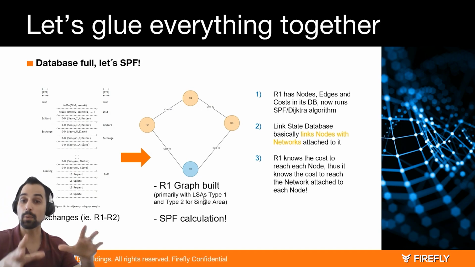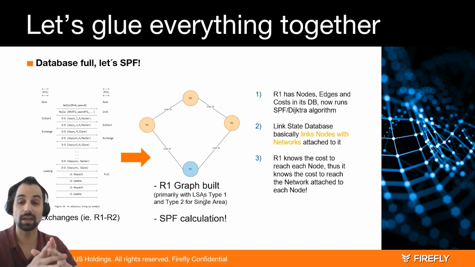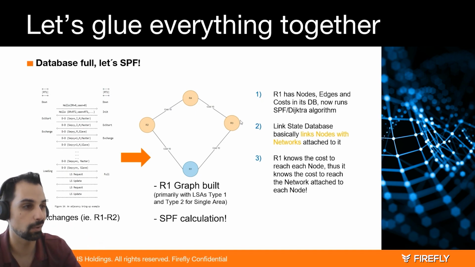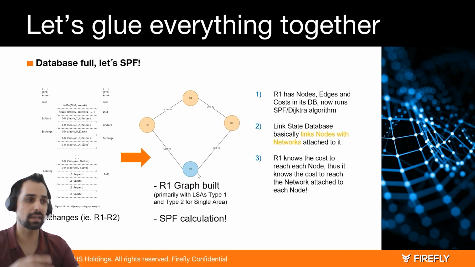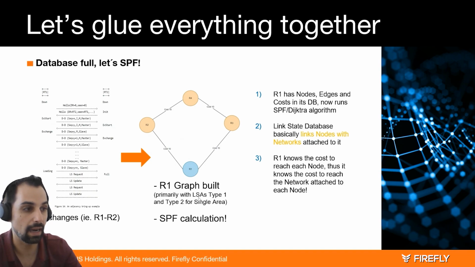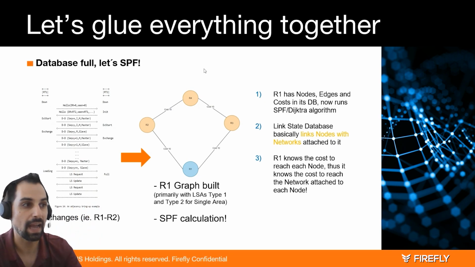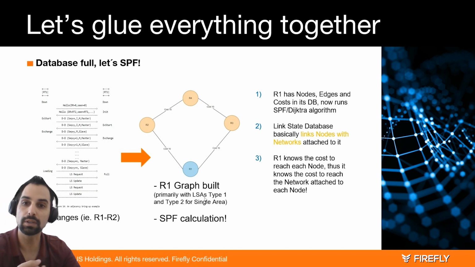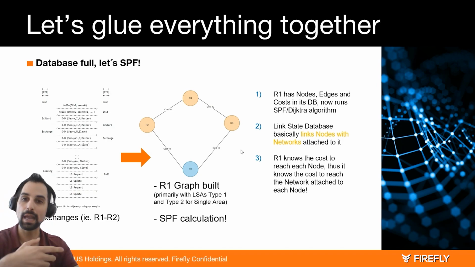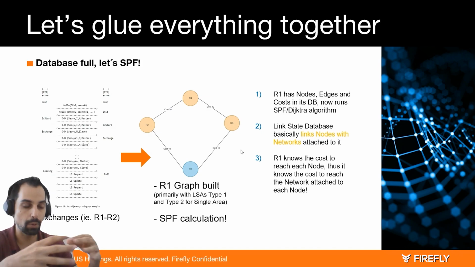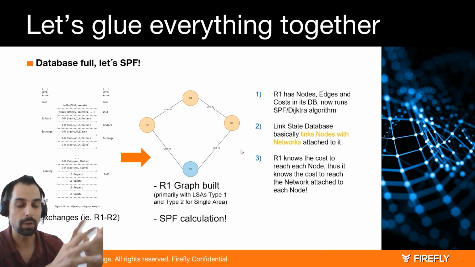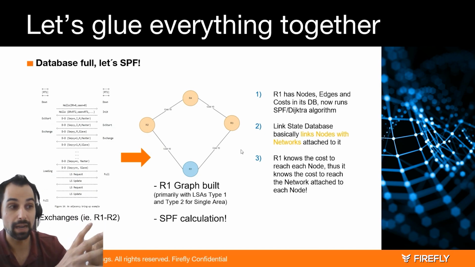Finally, once we have our database filled up, right, that means we can start running our dear Dijkstra or SPF algorithm, right? So basically, primarily in the case of a single area with the link state advertisements type 1 and type 2, what I basically have is a view of the network as a graph, right? Because if in this case I'm router 1, once I have all the LSAs from my neighbors, I will be able to build it in my database. I will be able to calculate the graph with the network topology that is in my area.